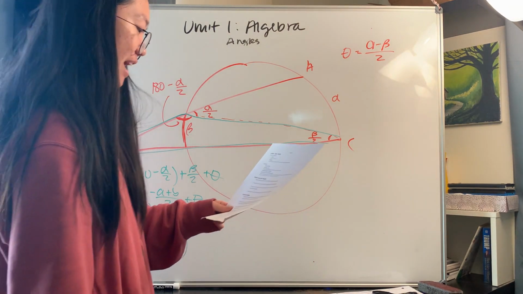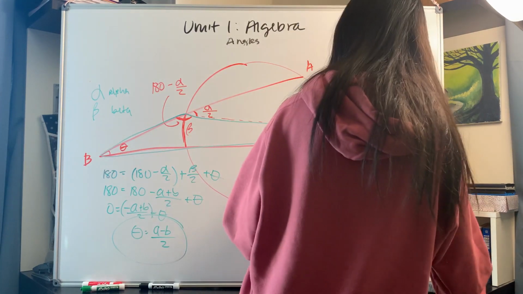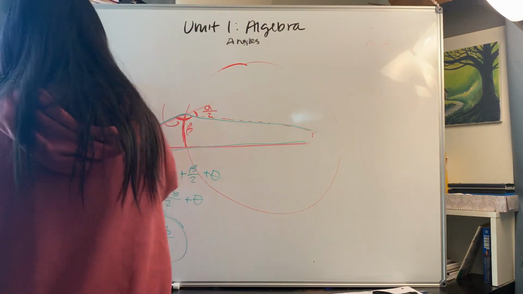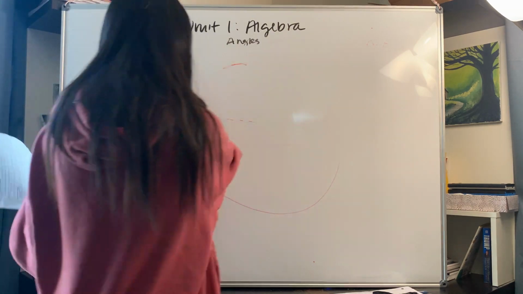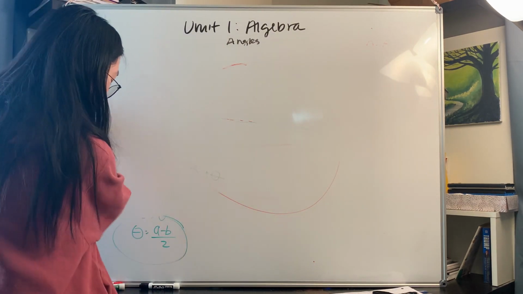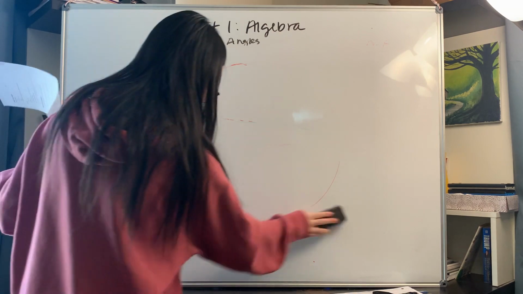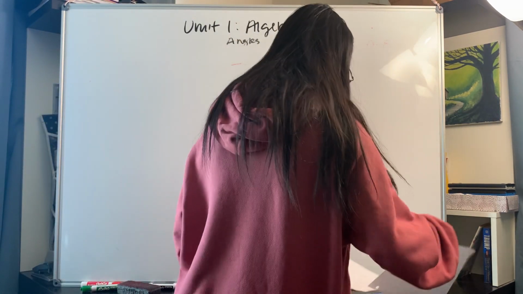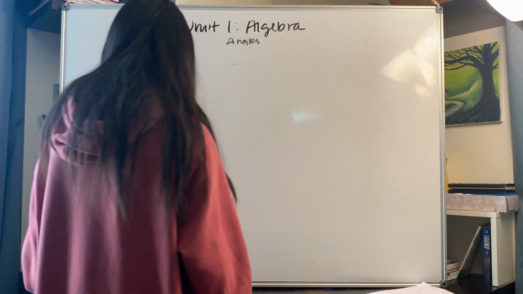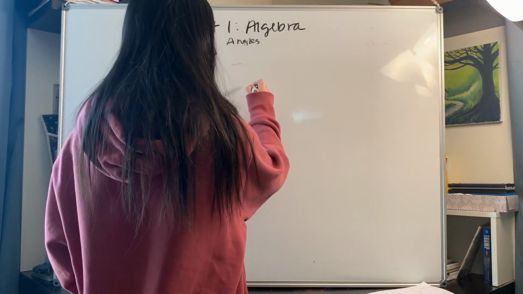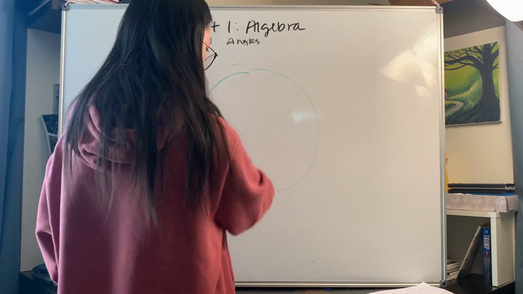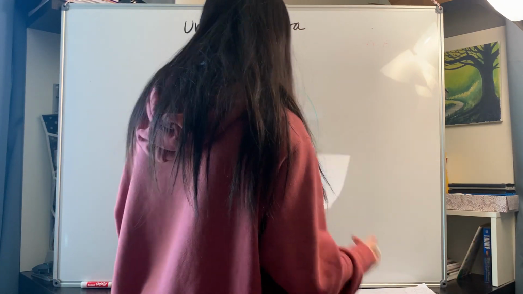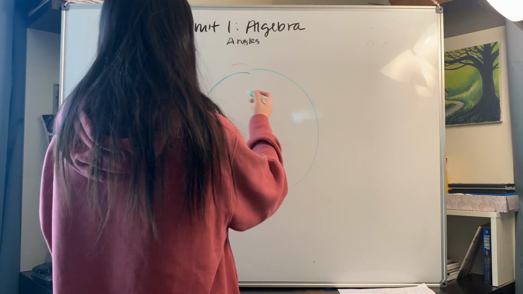Prove that the measure of the angle formed by a tangent and a chord is equal to 1/2 the arc that it cuts off. Again, this is kind of confusing terminology, and it makes a lot more sense if I actually draw out the diagram. So I have here, and for the problem I have an angle formed by a tangent and a chord.